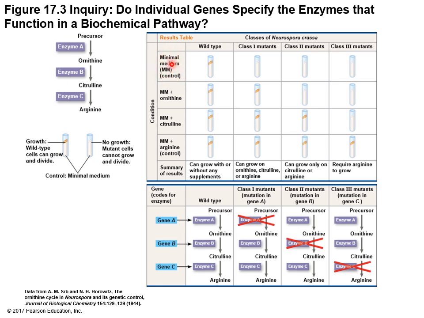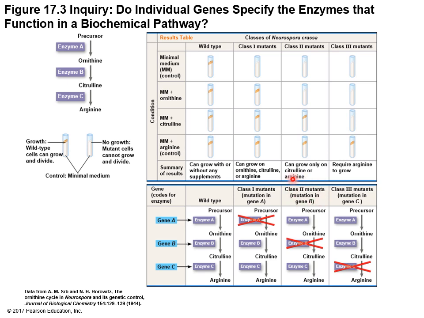So basically, all of the tubes have the minimal medium. So MM stands for minimal medium. The control is the minimal medium, but we have three other test tubes with either ornithine, citrulline, or arginine.